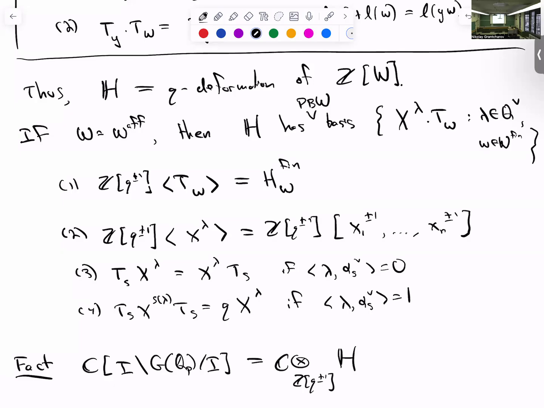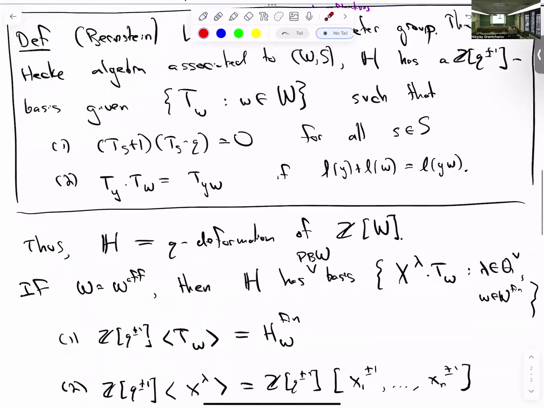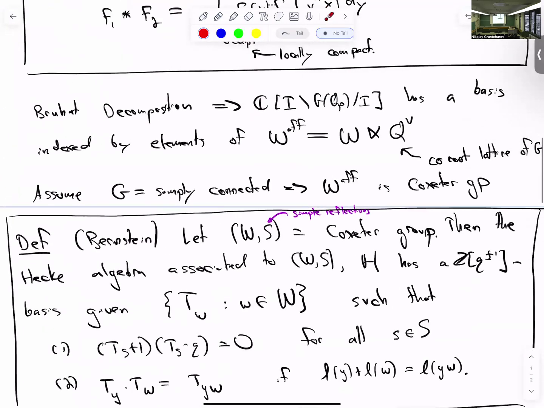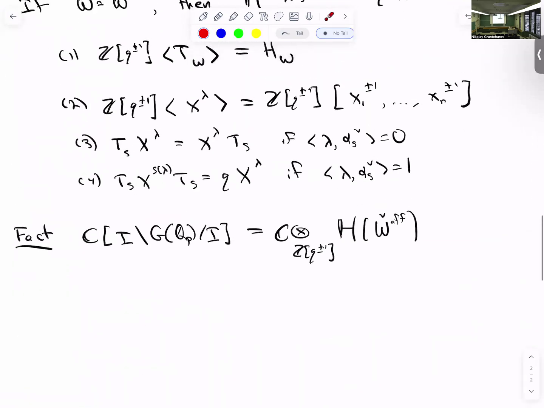And just to be very pedantic, I'm going to write down the Hecke algebra associated to a dual root system, because notice in this Bruhat decomposition, the bases are indexed by elements of this dual root system of G. So here we see our first instance of this Langlands duality philosophy, in the sense that if we want to study representations of the p-adic group, in the representation of this algebra, it's related to representations of this affine Hecke algebra for the dual root system.